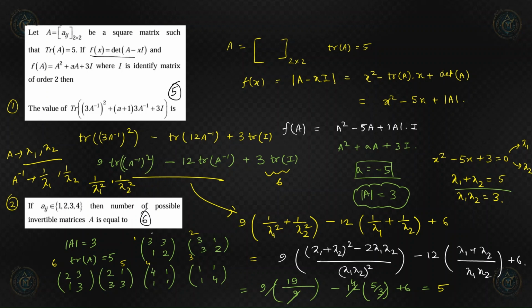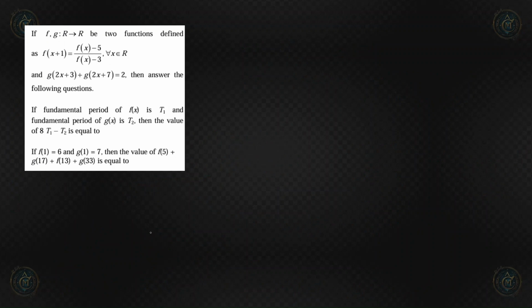Let us solve the next paragraph. So this is the last question of this session. If f and g defined from R to R be two functions defined as f of x plus 1 equal to (f(x) minus 5) divided by (f(x) minus 3), for all x belonging to R. Okay. We have this equation. Then g of 2x plus 3 plus g of 2x plus 7 equal to 2. Then answer the following questions.